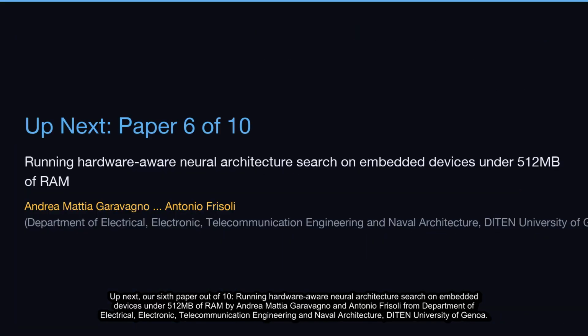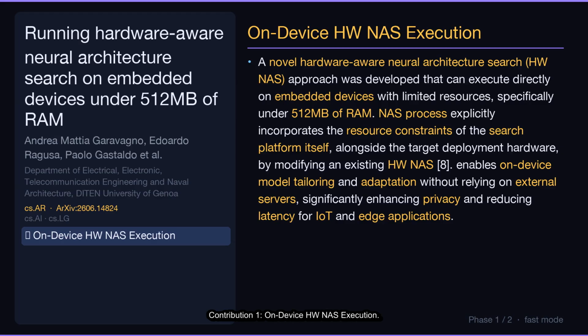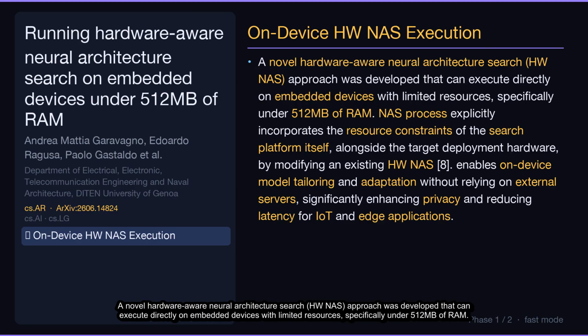Up next, our sixth paper out of 10, running hardware-aware neural architecture search on embedded devices under 512 megabytes of RAM by Andrea Mattia Garavagno and Antonio Frisoli from Department of Electrical, Electronic, Telecommunication Engineering and Naval Architecture, University of Genoa. Let's break down its key contributions. Contribution 1. On-device HWNAS execution. A novel hardware-aware neural architecture search, HWNAS, approach was developed that can execute directly on embedded devices with limited resources, specifically under 512 megabytes of RAM.